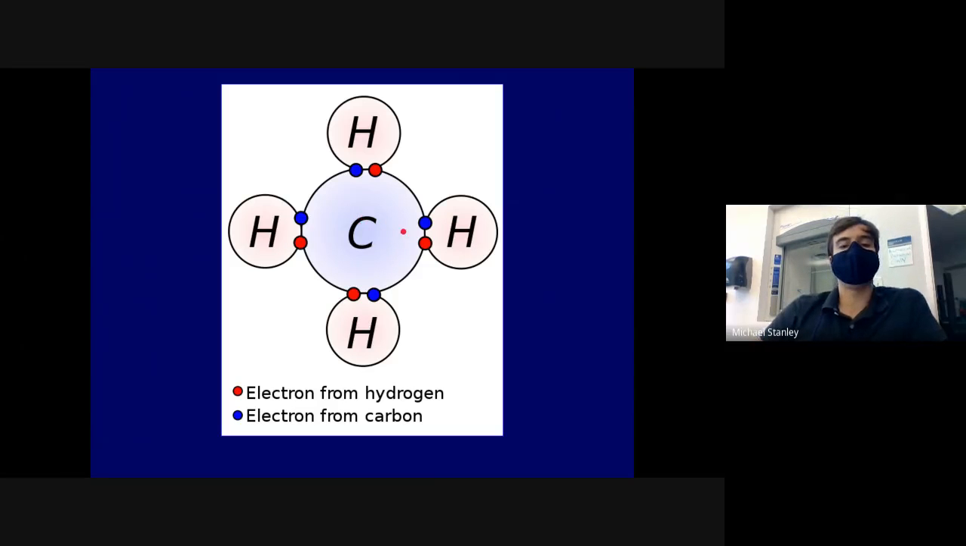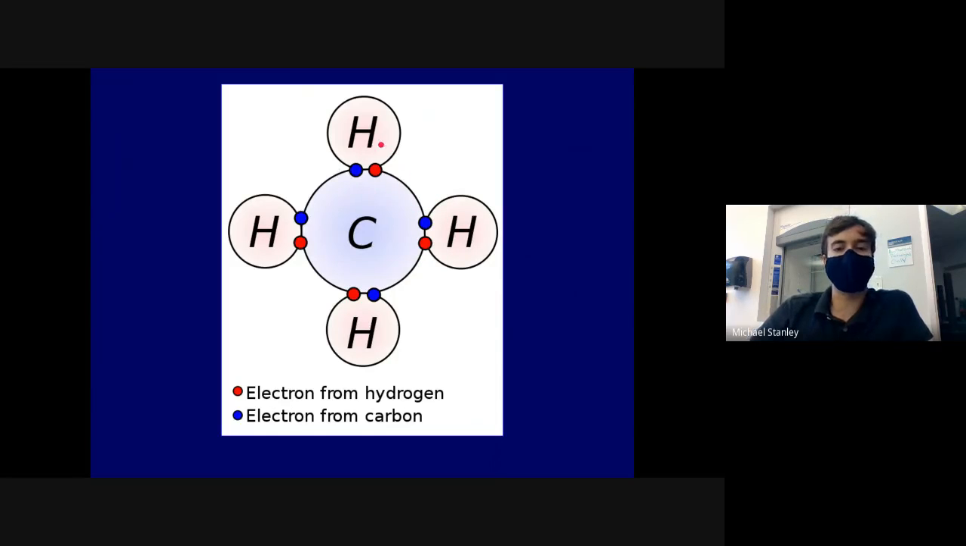So when they first meet up, carbon's like, hey, I have this one electron. You have this one electron. Let's share them together to make a pair of electrons. So each one of these guys brings an electron into the pair and they share it. So now this hydrogen feels like he has 2 electrons right here. And this carbon feels like he has 2 electrons right here. They're sharing these electrons together.